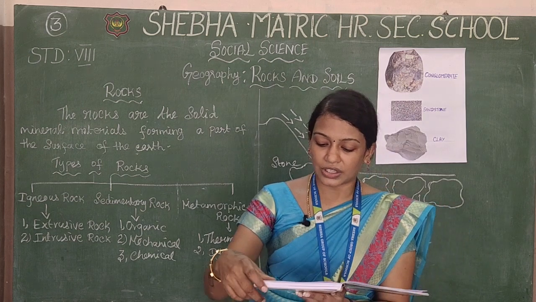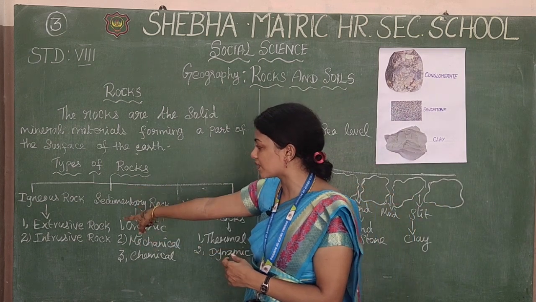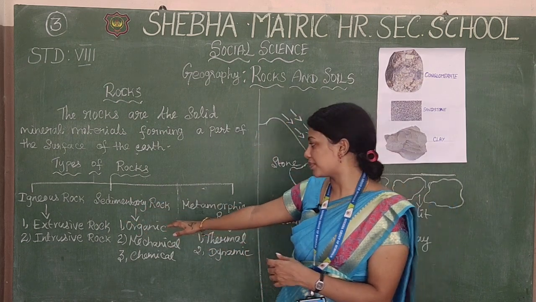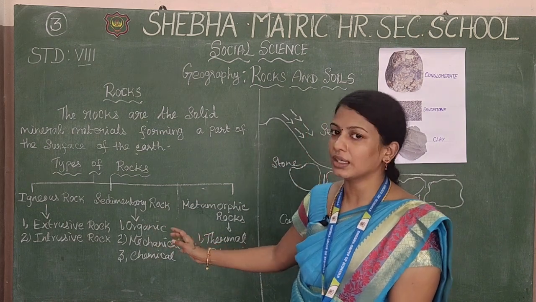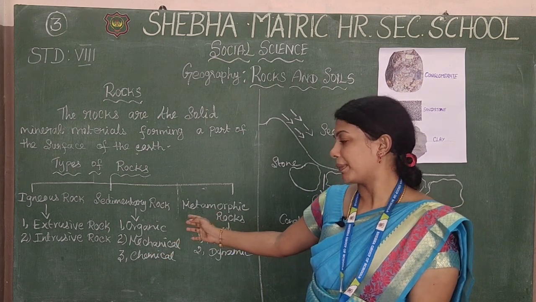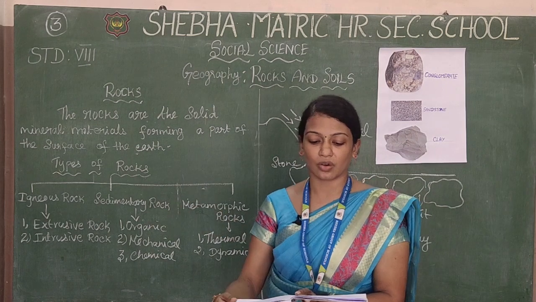And then we have types of sedimentary rock also. Already I told you that in igneous rocks we have types. In sedimentary rock also we have three types: organic sedimentary rock, mechanical sedimentary rock and chemical sedimentary rock.